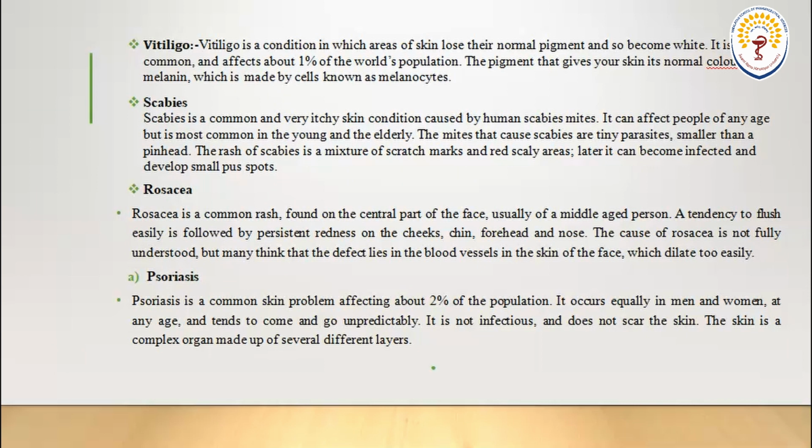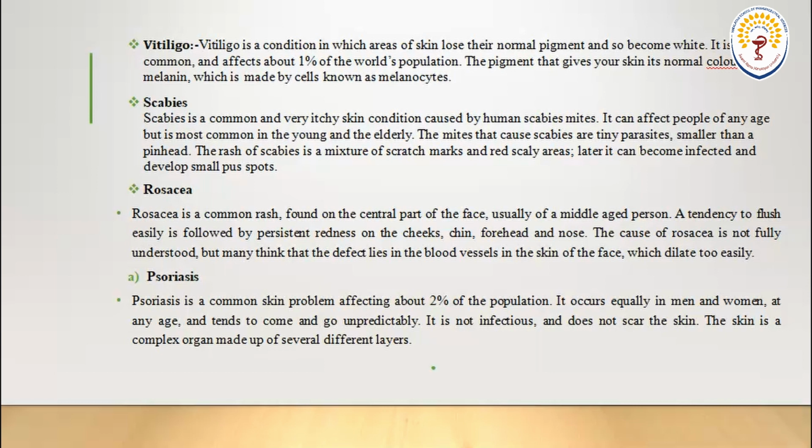Now, these are some skin related diseases for which creams and gels are needed. Vitiligo. Vitiligo is a common condition in which areas of skin lose their normal pigment and so become white. The pigment that gives your skin its normal color is melanin, which is made by cells known as melanocytes.